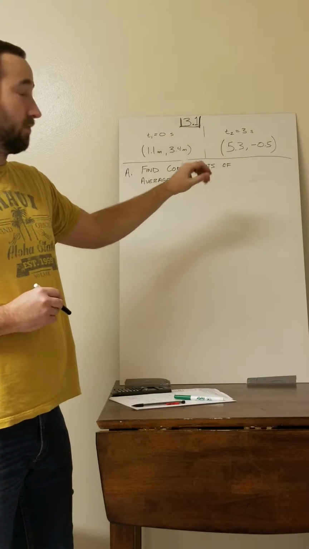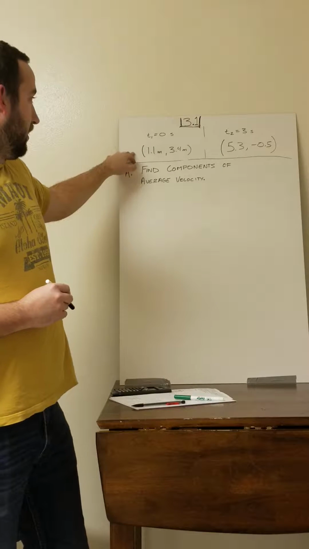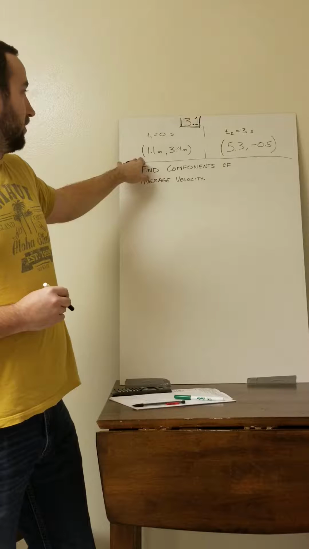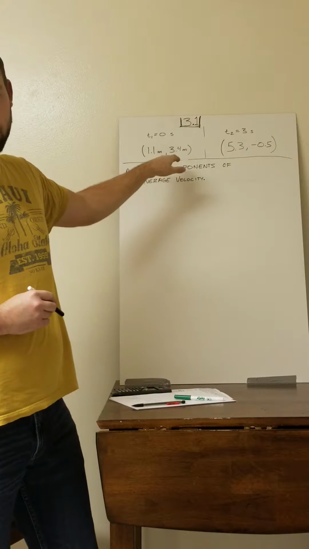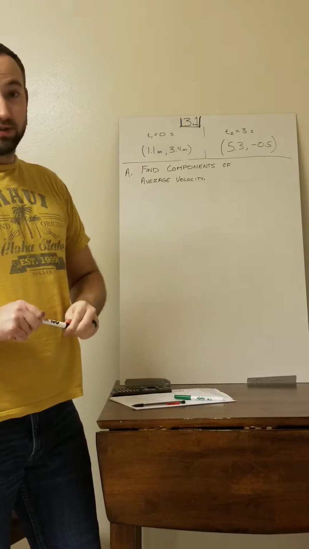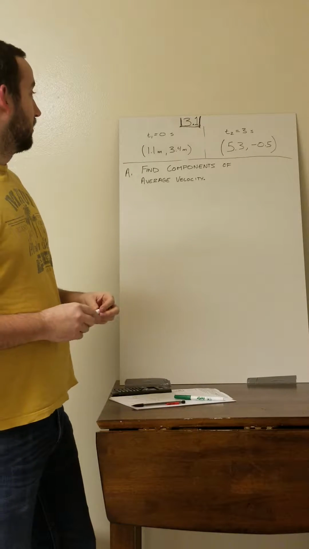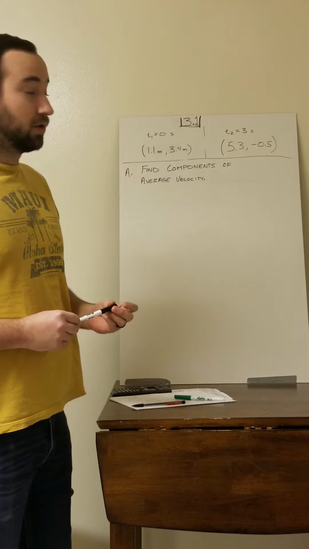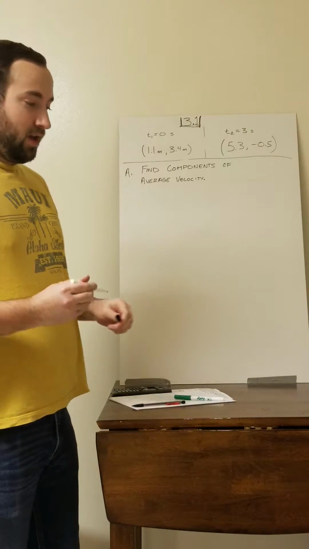different points in time. So the first one is at t equals 0 seconds, and it's at 1.1 meters on the x and 3.4 meters on the y. And then the second time interval is at 3 seconds, and that one is at 5.3 meters on the x and negative 0.5 on the y.